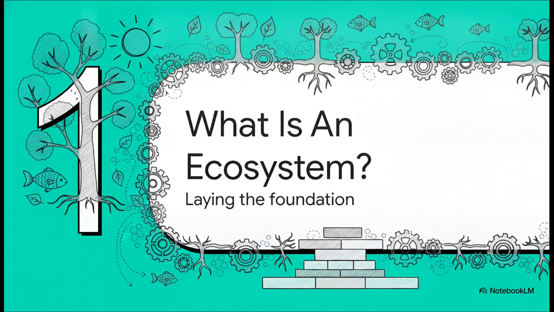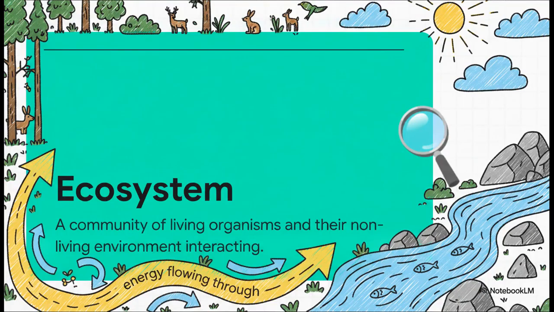Starting off with block number 1. What exactly is an ecosystem? Let's lay the foundation for everything we're about to build today. So, what are we actually talking about here? An ecosystem is basically a community of living organisms interacting with their non-living environment. It's not just the animals roaming around, and it's not just the forest they live in. It's about how they constantly interact with each other. Imagine a bird drinking from a cool stream, or a giant oak tree absorbing sunlight through its leaves. The absolute crucial point here is that energy flows through the ecosystem, kind of like a rushing river, while materials cycle within it, constantly being reused between the living and non-living parts.